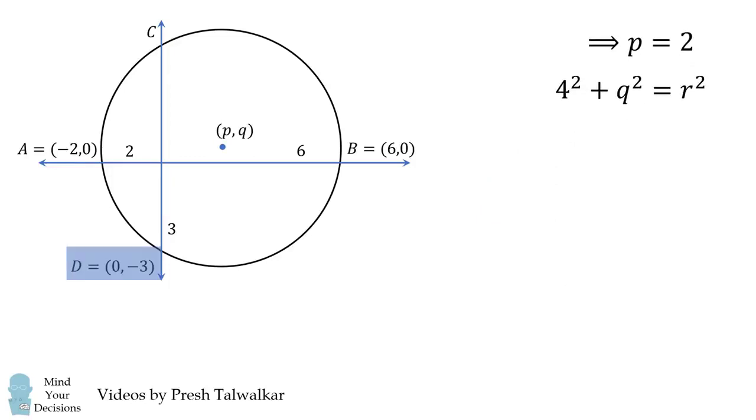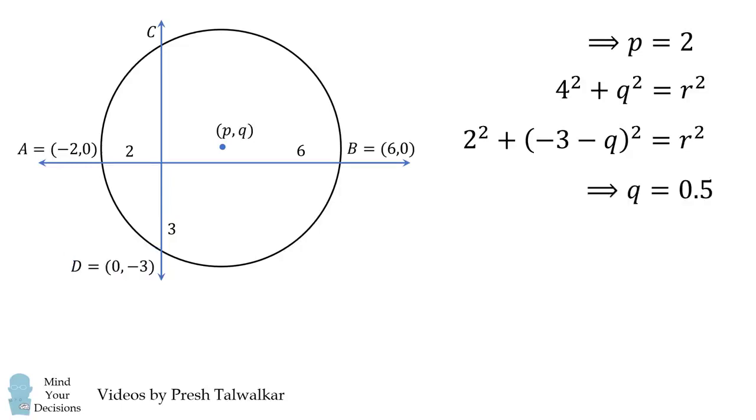We now get an equation using point D. We again use that P is equal to 2 to simplify our equation. Now using these two equations, we can subtract one from the other and we'll eliminate the R squared term. This will allow us to solve that Q is equal to 0.5.